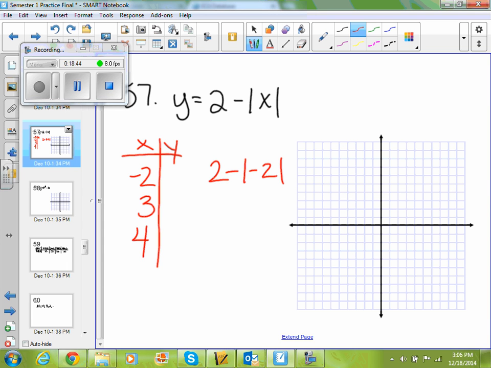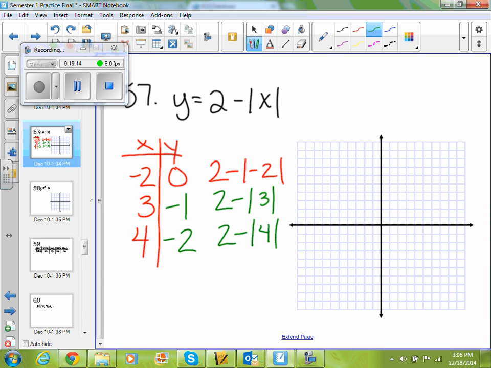What's the absolute value of negative 2? Positive 2, and 2 minus 2 is 0. If I plug in 3, 2 minus the absolute value of 3. What's the absolute value of 3? 3, and what's 2 minus 3? Negative 1. And then if I plug in 4, 2 minus the absolute value of 4 is negative 2.